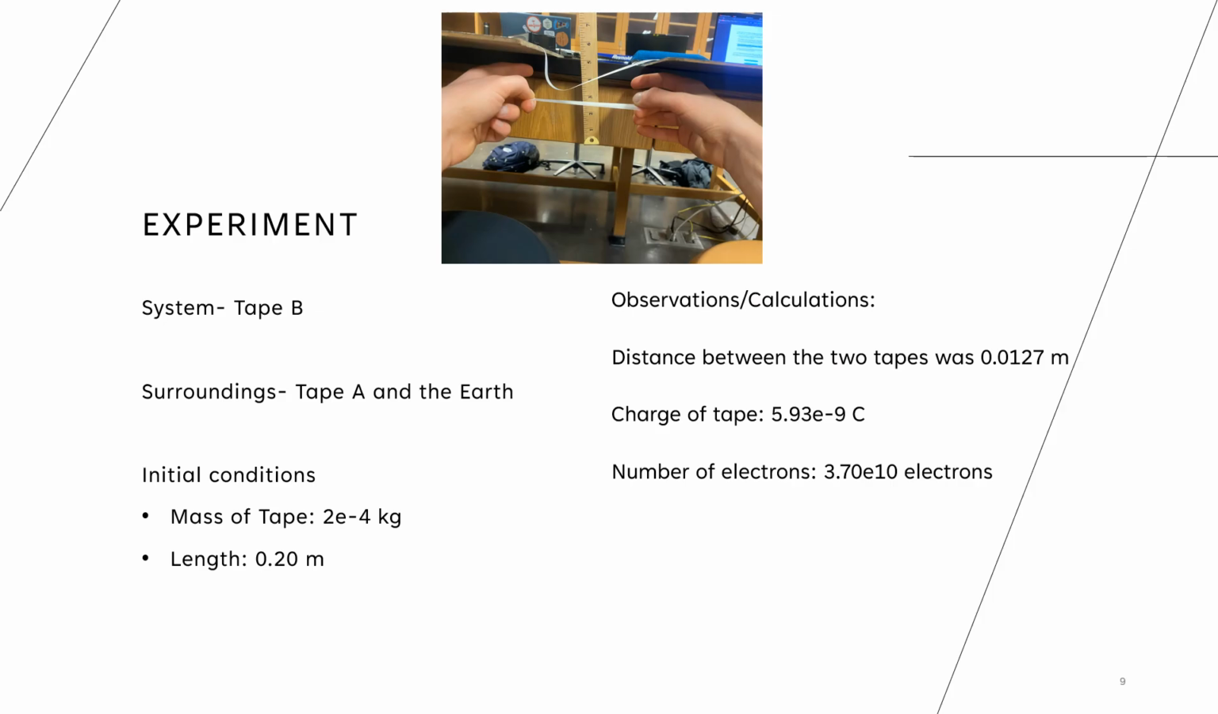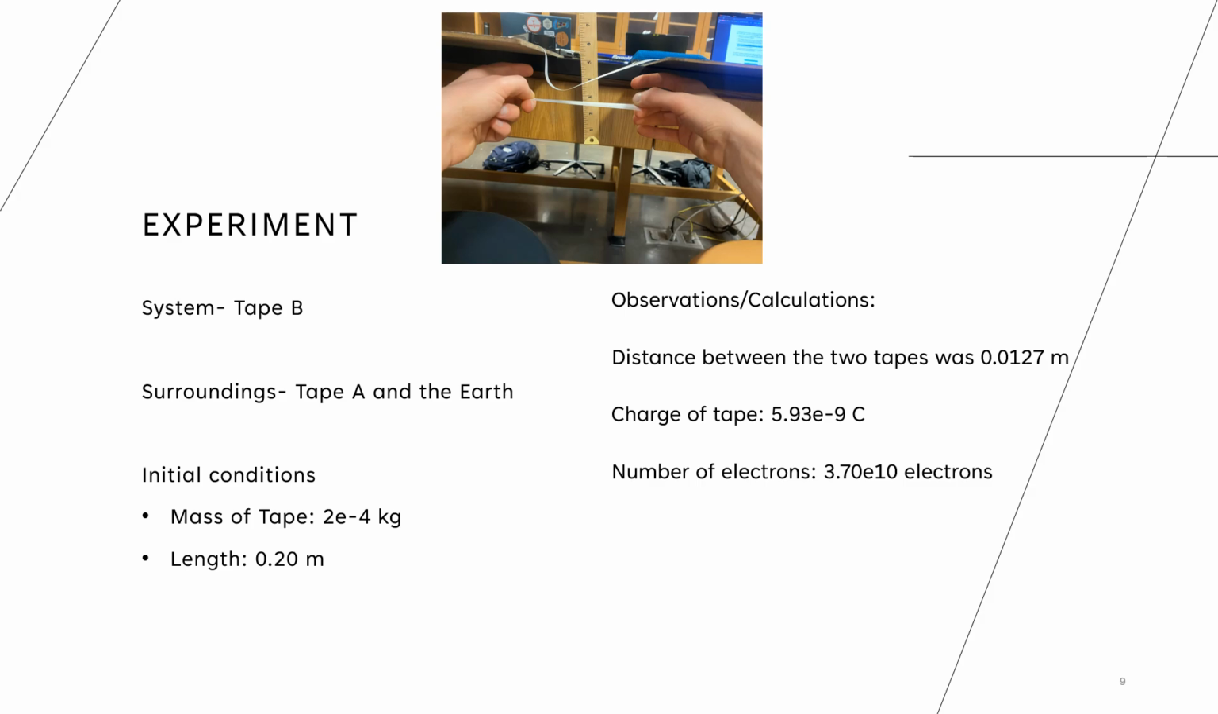Observed motion. Experiment. The system in this experiment is tape B, and the surroundings are tape A and the Earth. The initial conditions were that the mass of the tape was 2E-4 kilograms, and the length of each piece of tape was 0.20 meters.